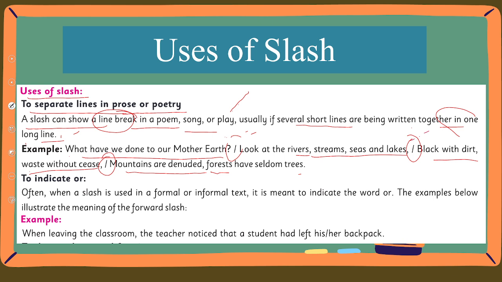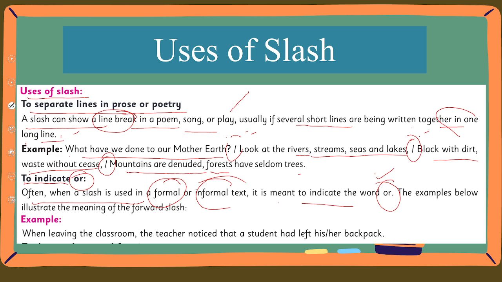Now a slash can also be used to indicate "or." Or is a conjunction as we know it. It's a coordinating conjunction which is used for showing choice. So if we don't want to use this conjunction, we can simply use slash. Now slash can be used in formal or informal text as well. You can use it in your formal writing and informal writing. It indicates the word or.